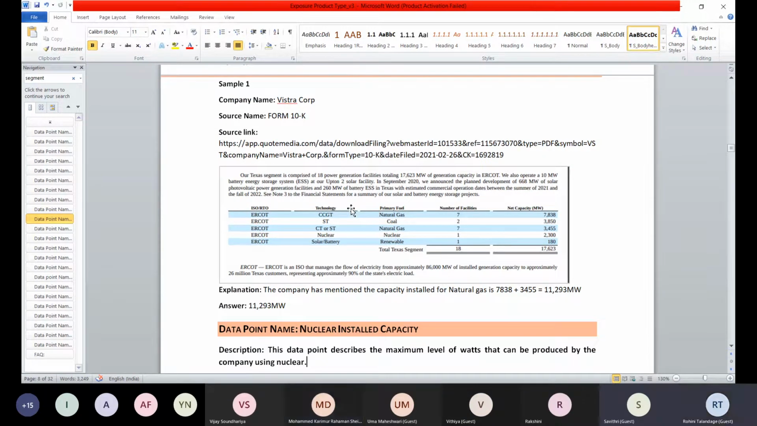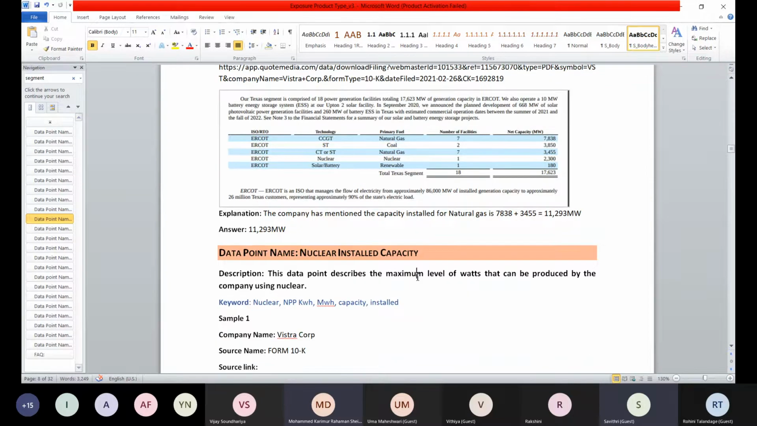They're saying natural gas, they have this much capacity. For coal they have this much, and for nuclear, and for renewable, 2388 megawatt of capacity. Renewable is nothing but the solar.